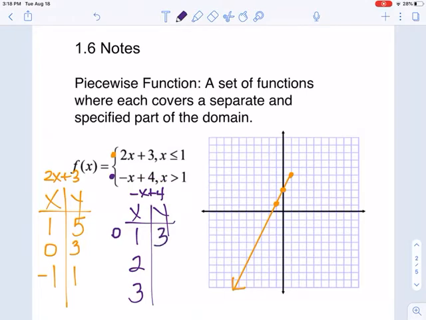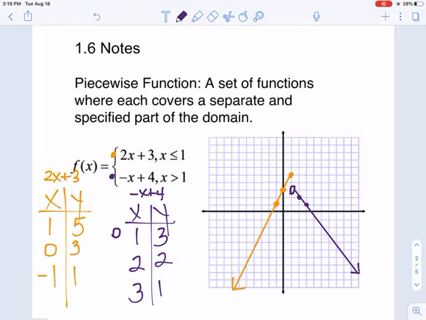So when I plug 1 into -x plus 4, we would get 3. So we have an open circle at 1, 3. When I plug 2 in, we get 2. And these are all going to be closed circles. It's only the one that's not included. And then when we plug 3 into -x plus 4, we get 1. Okay, so now I'm going to connect these coordinates for that piece.